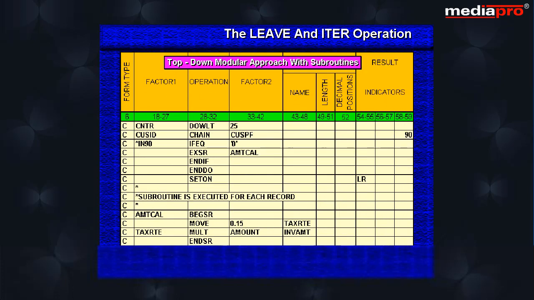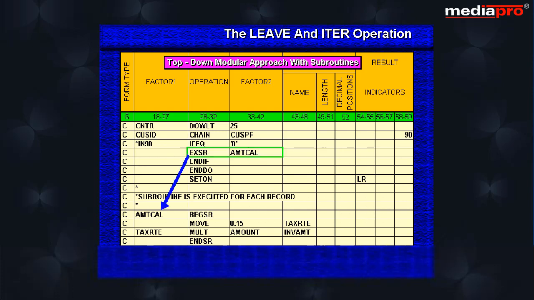RPG also allows us to use a top-down modular approach to programming through subroutines. A subroutine in RPG is identified by the begin subroutine and end subroutine operations. Factor 1 contains the name of the subroutine. To execute the subroutine, we have the execute subroutine operation.